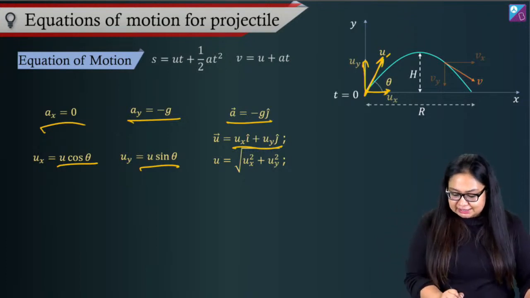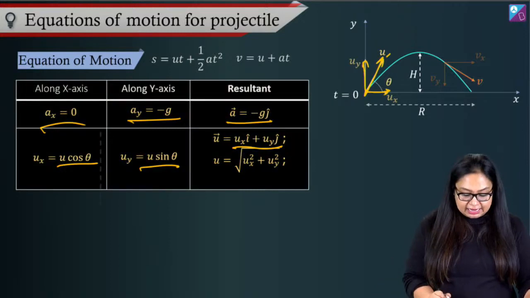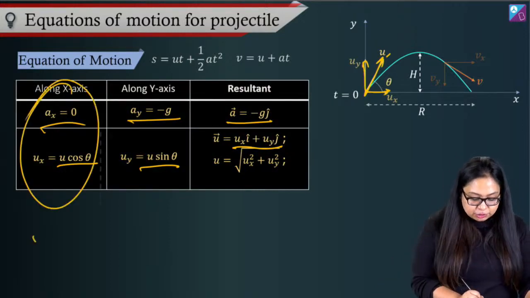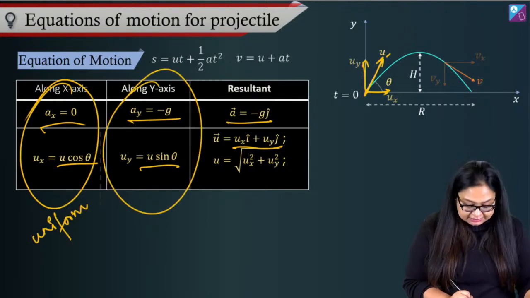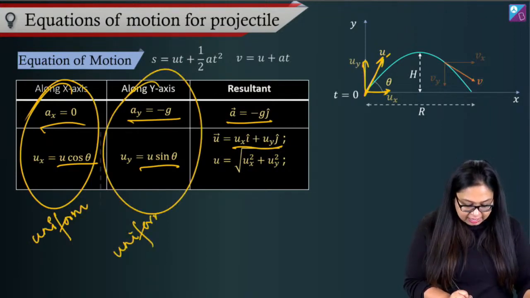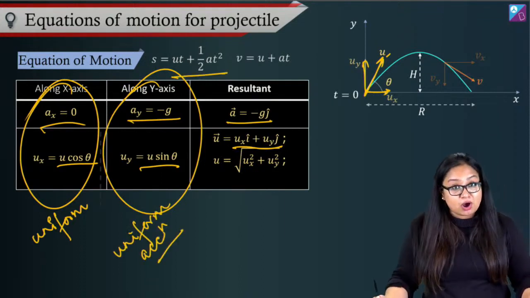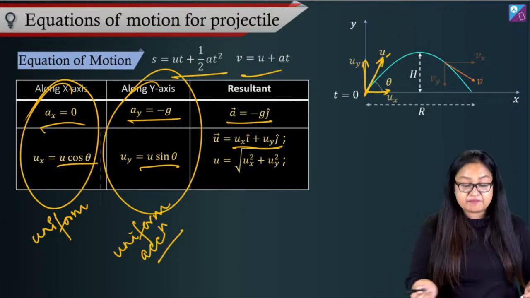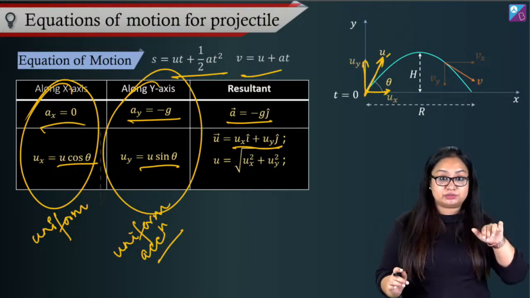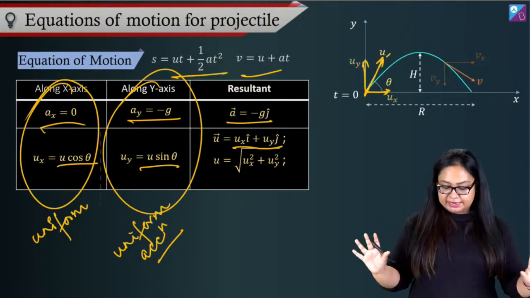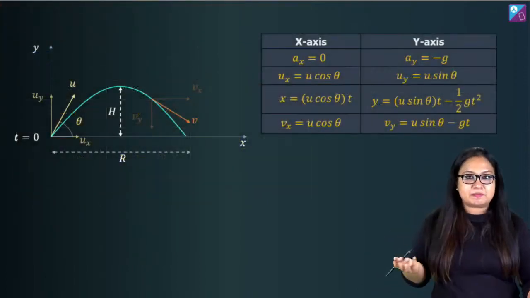Now, let's see. We can apply equation of motion, right? We can say that along x-axis, this is uniform motion, and along y-axis, this is uniformly accelerated motion, uniform acceleration. That means three equations of motion that we saw, v equal to u plus at, s equal to ut plus half at square, and v square equal to u square plus 2as, all three will be applicable here in y direction. Okay? Right. Now let's calculate the three parameters that we talked about: time of flight, maximum height, and range.